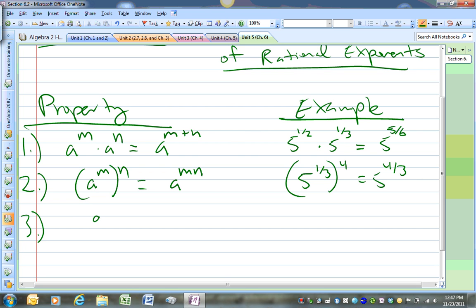Or if I had something like this, then I would subtract the exponents. So if I have 5 to the 4/5 power over 5 to the 3/5 power, the answer would be 5 to the 1/5 power.